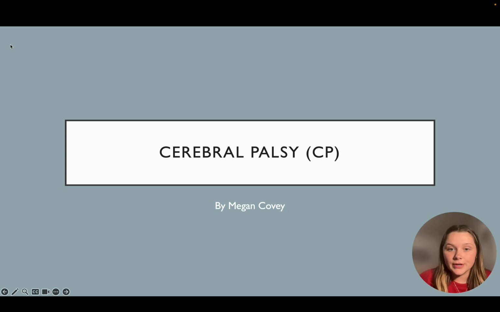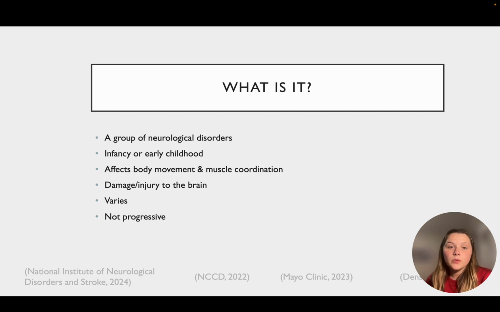Cerebral palsy, which is also known as CP. So what is it? Cerebral palsy is a group of neurological disorders that appears in infancy or early childhood and permanently affects body movement and muscle coordination. The cause is due to damage or injury to the brain that happens most commonly while in the womb, but could also happen during birth or soon after.